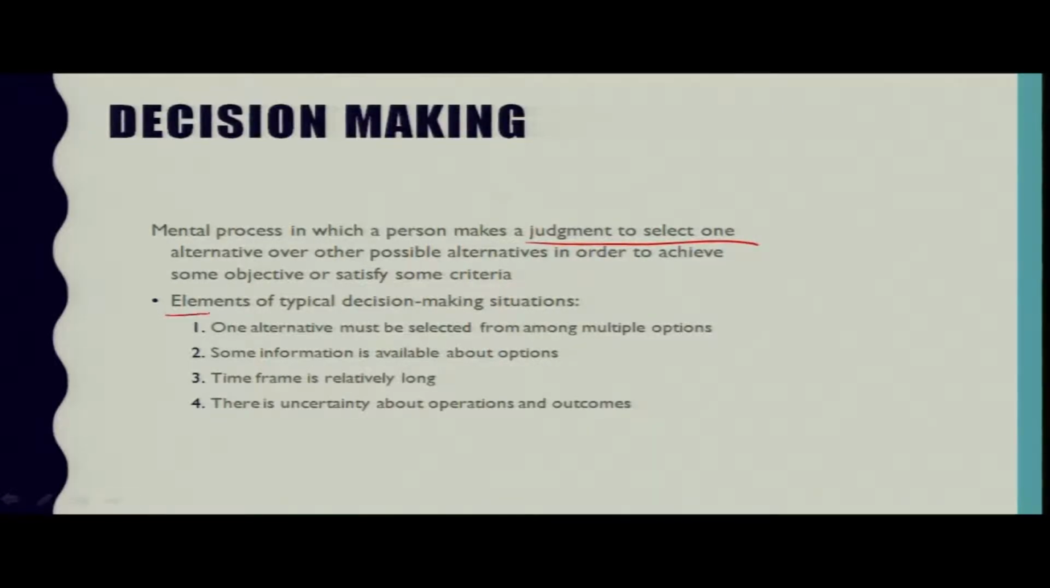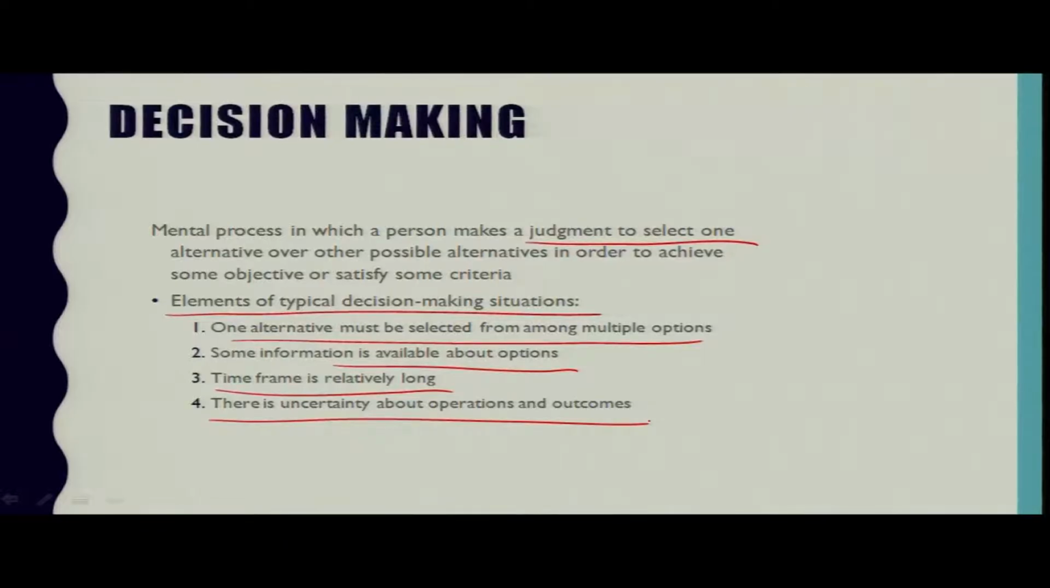As for the elements of typical decision making situations, one alternative must be selected from among multiple options. Some information is available about the options. The time frame is relatively long, and there is uncertainty about operations and outcomes.